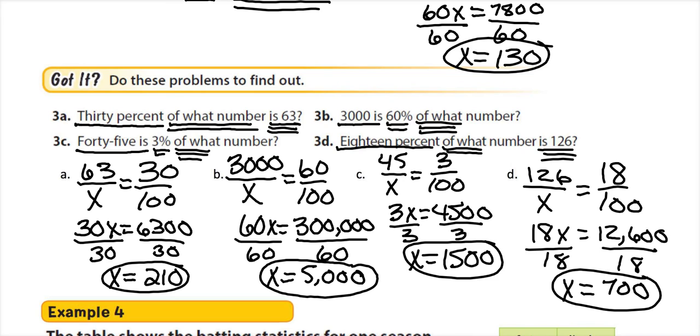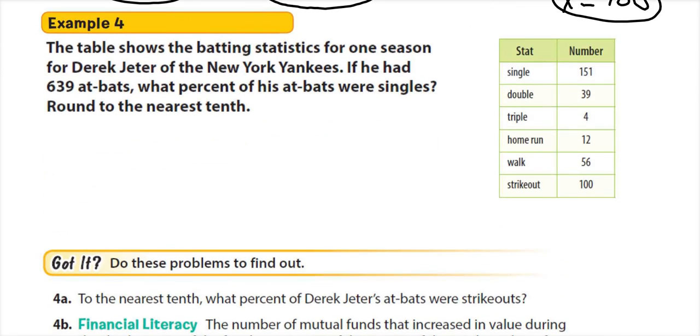All right, let's take some word examples in here. All right, example 4. So we're heading into the baseball season quickly. Okay, there's probably about 8 or 10 weeks right now for people to start to report. So we're actually getting fairly close. It says the table shows the batting statistics for one season for Derek Jeter of the New York Yankees. If he had 639 at bats, what percent of his at bats were singles? Round to the nearest tenth.